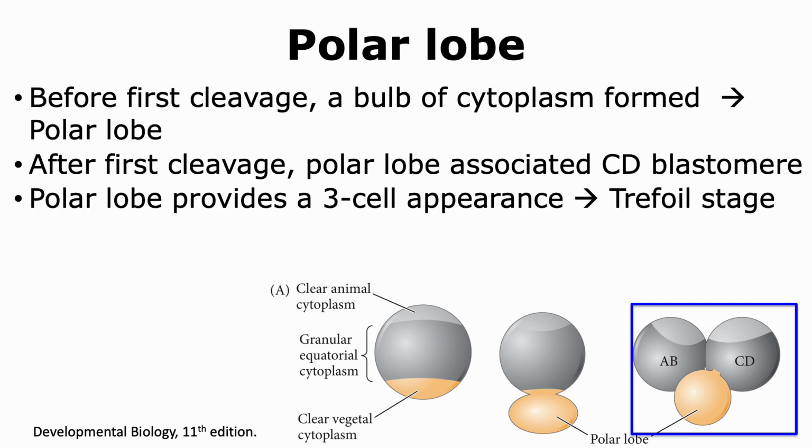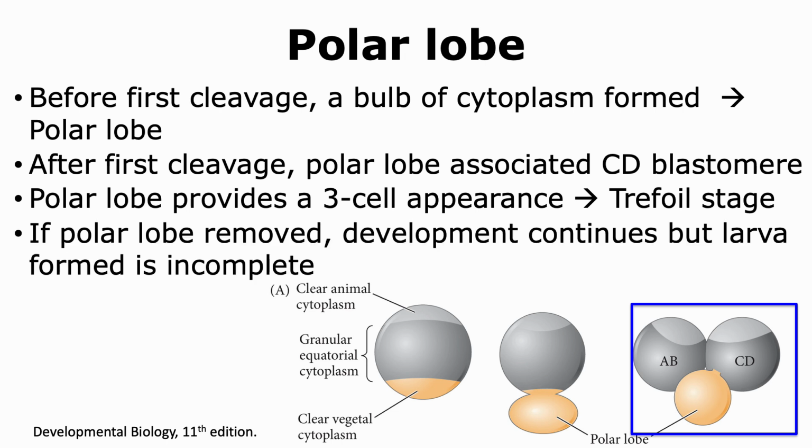The polar lobe provides a three-cell appearance. When we look at the picture in the blue box, it seems as if there are three cells. However, only two of these have nuclei and the third one is the polar lobe. Because it shows a three-cell appearance, the embryo at this stage is called the trefoil stage.